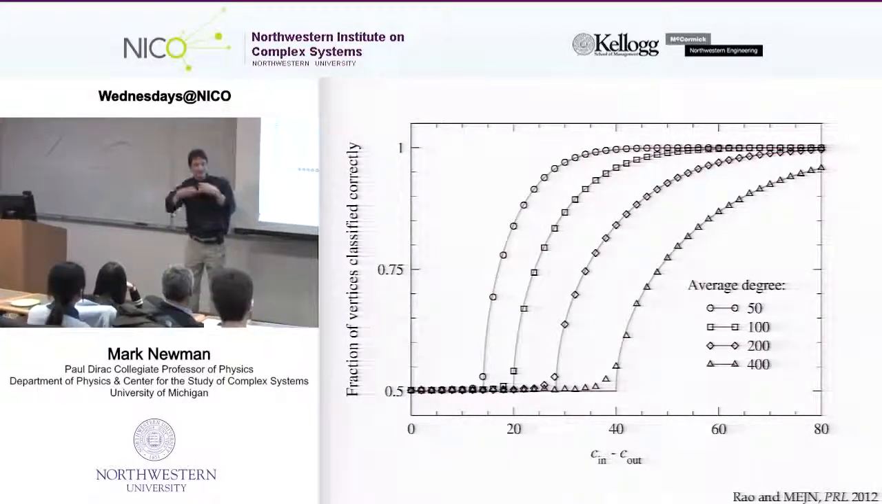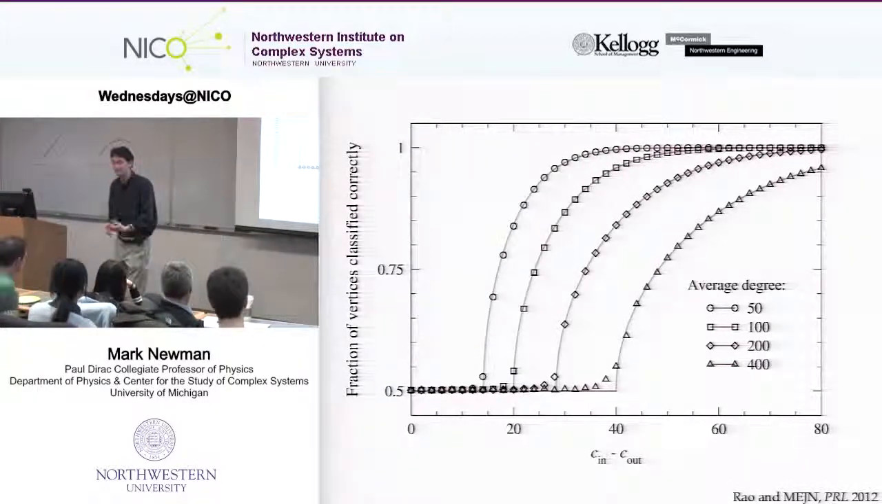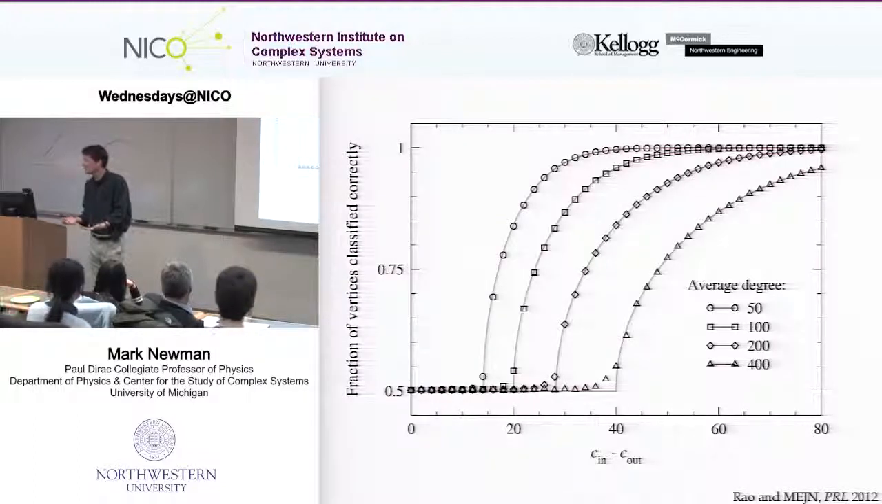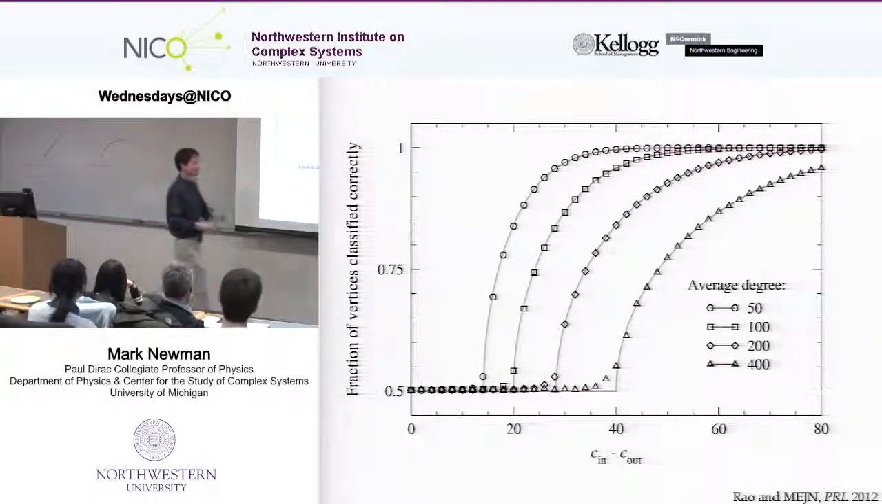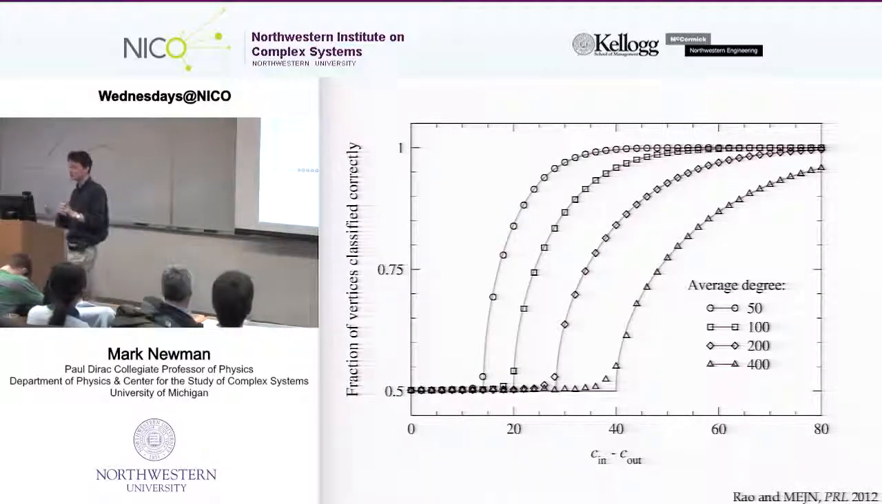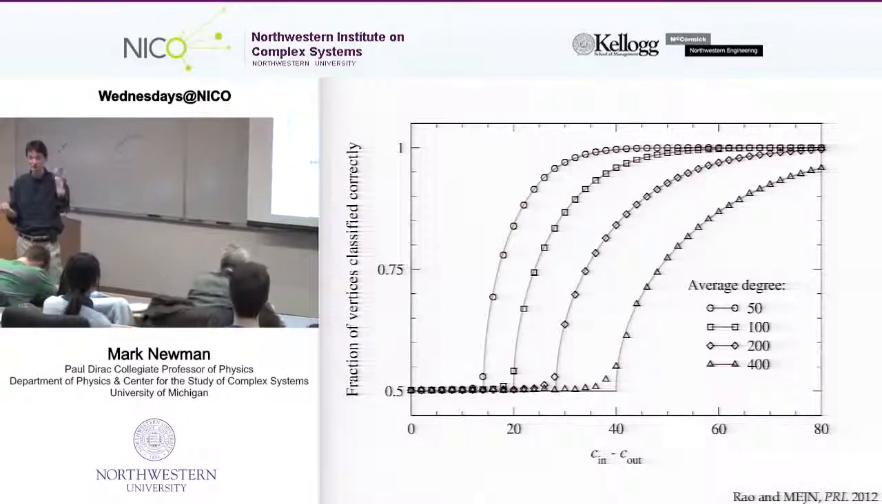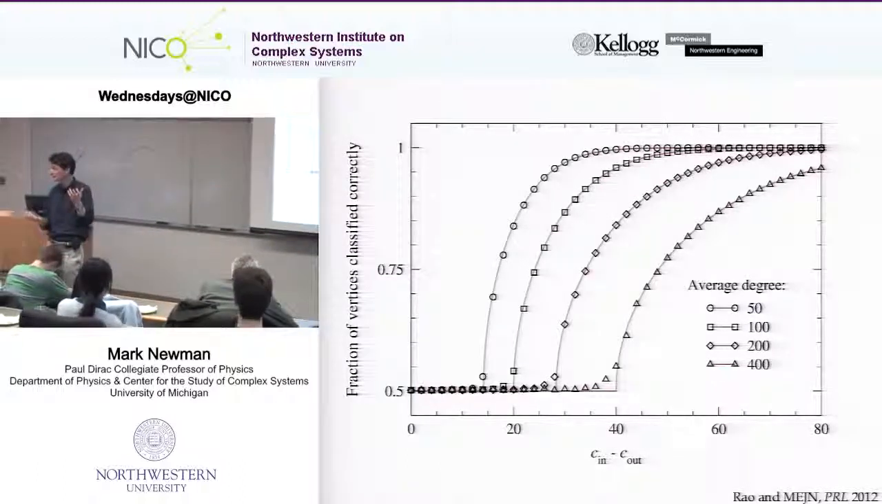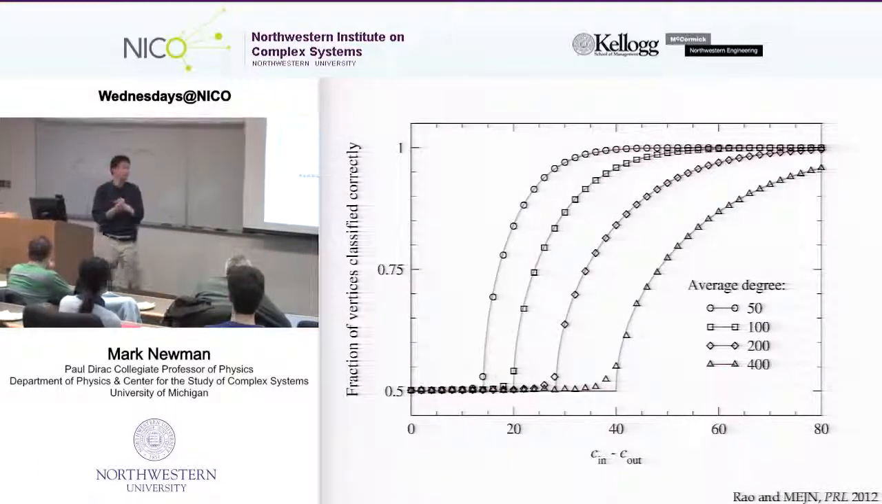So by analyzing the actual algorithm itself, I've now learned something new about this network. I've learned that there's two different regimes of community structure in networks. There's strong community structure, which is easy to find, and there's weak community structure, which is still there, but not easy to find unless you do an exponentially large amount of work.